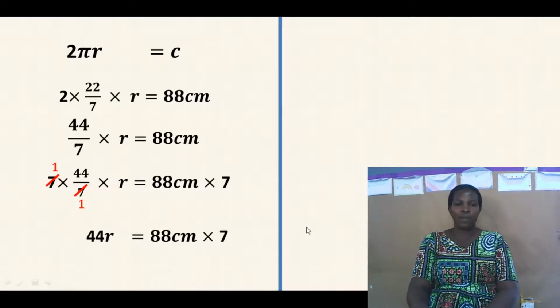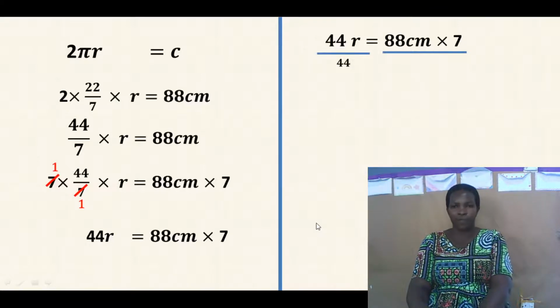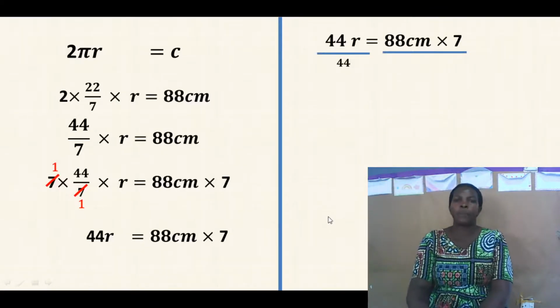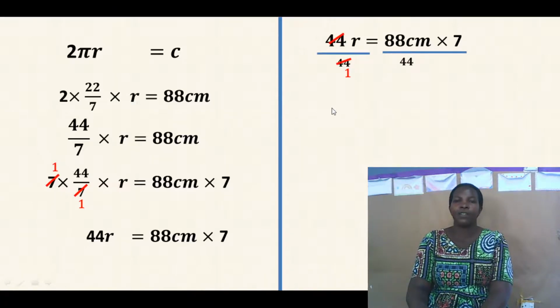Let me hope we are all at that point. Yes, what is our next step, my dear boys and girls? Yes, our next step, we shall go in for division. What are we going to divide? That is 44. We shall divide 44 on both sides. So here we go. 44 divided by 44. Boys and girls, what do we come up with? Good. We come up with a 1. Yes, 44 into 44, we shall still come up with a 1.